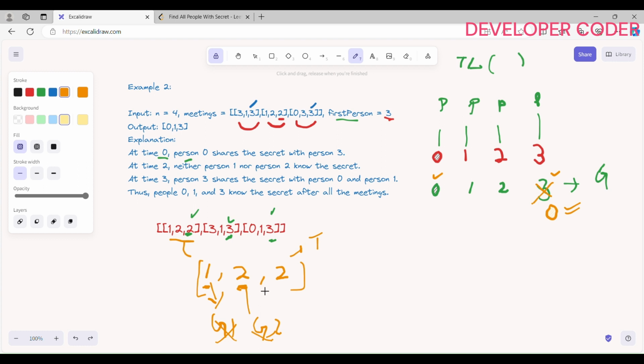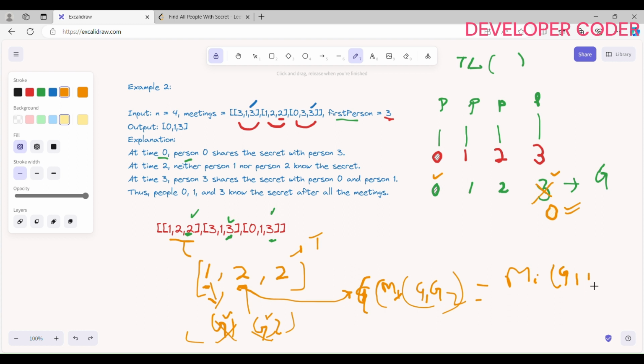So I am going to update this group array. I am going to update this group array with the max value of these two people, let's say G1 and G2. I am updating the group of the max of G1 and G2 with the minimum value of G1, G2.